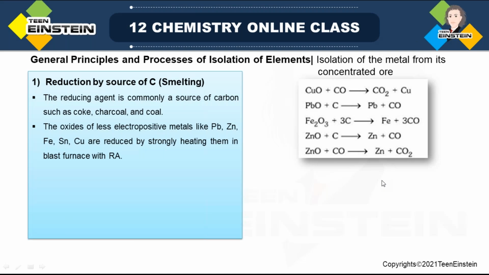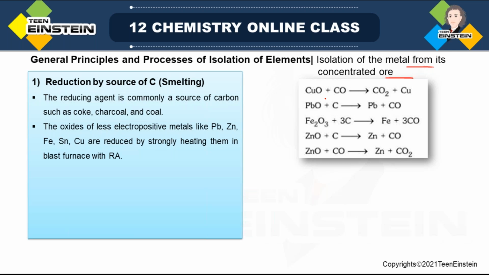Hello everyone. Last day we have already started isolation of metal from its concentrated ore. So this is basically the second step. Okay, the heading that we are seeing here. This is the second step of metallurgy, and under this second step, some methods we have seen. Now today we are starting from reduction by source of carbon.